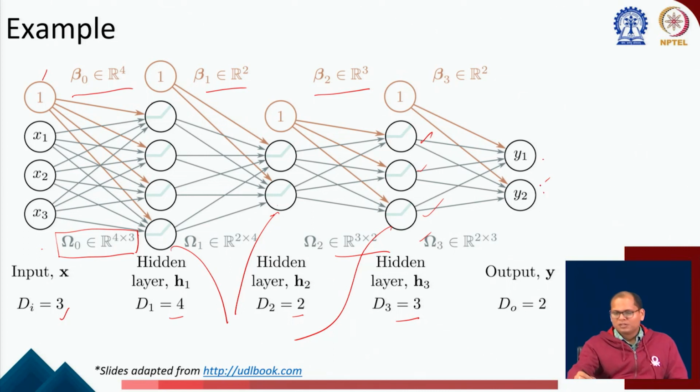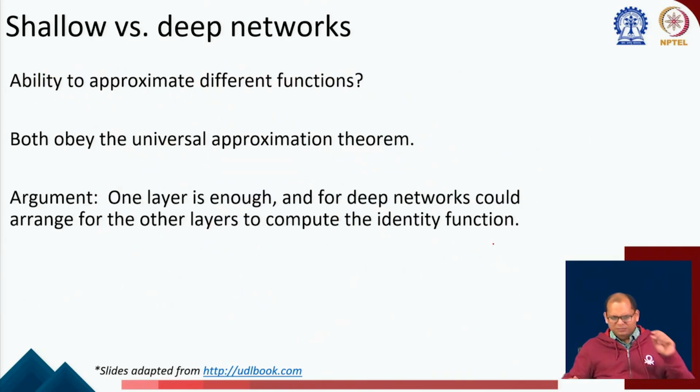Finally, the output has 2 units. So your bias is 2 dimensional and the weight matrix is 2 cross 3. That is how you can even count the number of parameters. You can just count the biases, which are 4 plus 2 plus 3 plus 2, and the weights, which are 4 cross 3 plus 2 cross 4 plus 3 cross 2 plus 2 cross 3. That many weights and biases do you really need here.